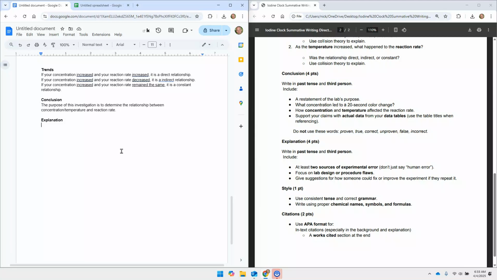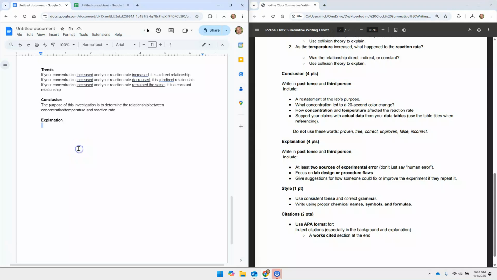So what happened when you were timing the reaction? Did you have any issues when you were timing it? Did anything unusual happen with the solutions, with the color changes? So just some things to think about. So you want to talk about those. You want to give at least 2 sources of experimental error, and then give suggestions on how someone could improve or fix the experiment if they repeated it.